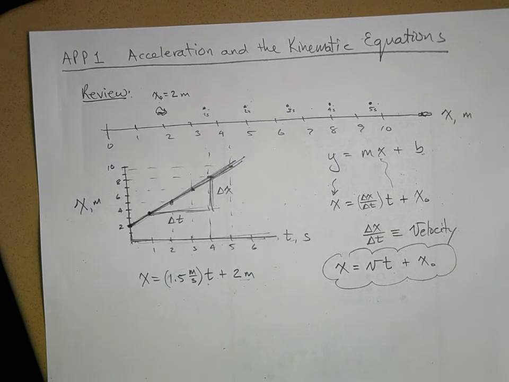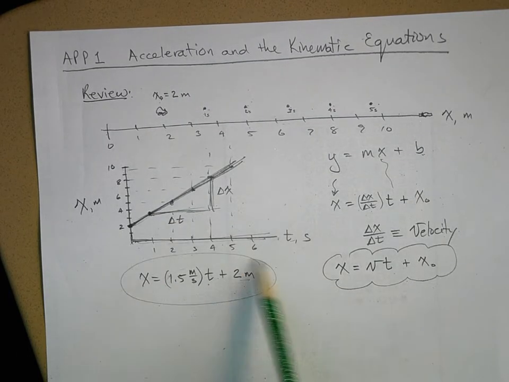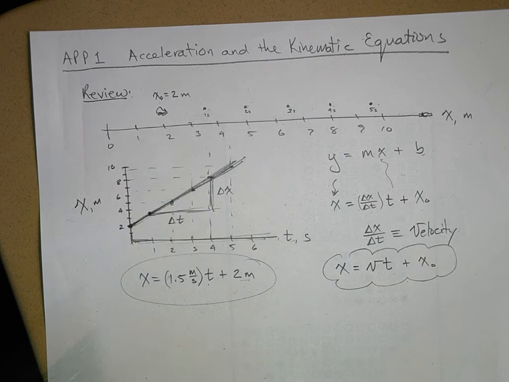And you can use this mathematical model to predict where the car is. Well, first of all, this mathematical model describes this line. So good mathematical models have descriptive power. They also can make predictions.